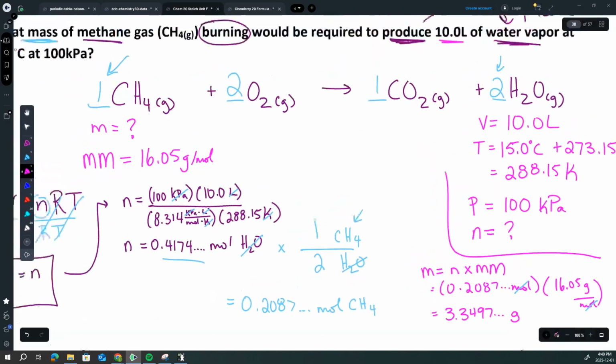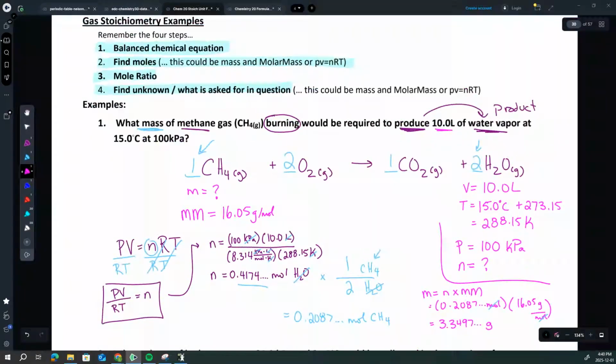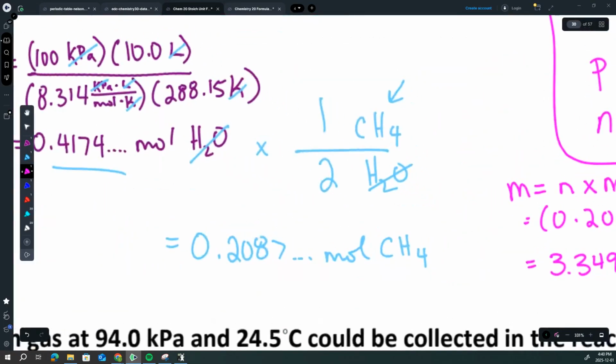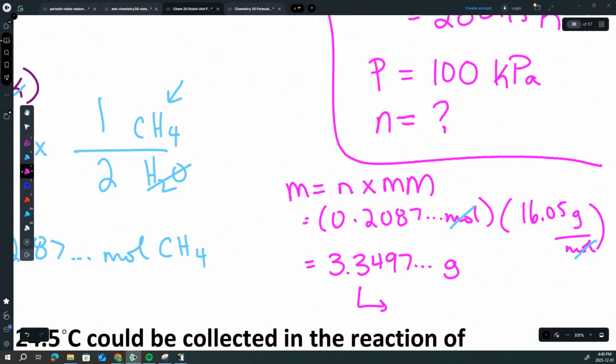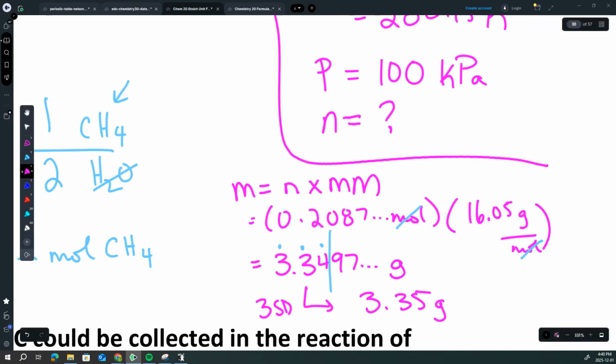Okay, now we got to take care of sig digs. So it looks like all of our numbers in our question here were given to 3 sig digs, so that's what I need to put this to. So if I'm counting from the far left, 1, 2, 3, there's my cutoff line. So my final answer should be 3.35, and that's going to be grams of methane there.